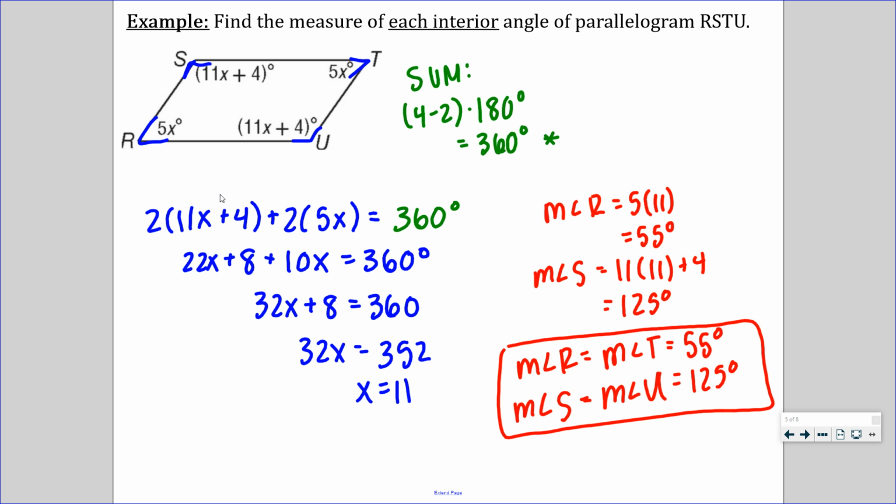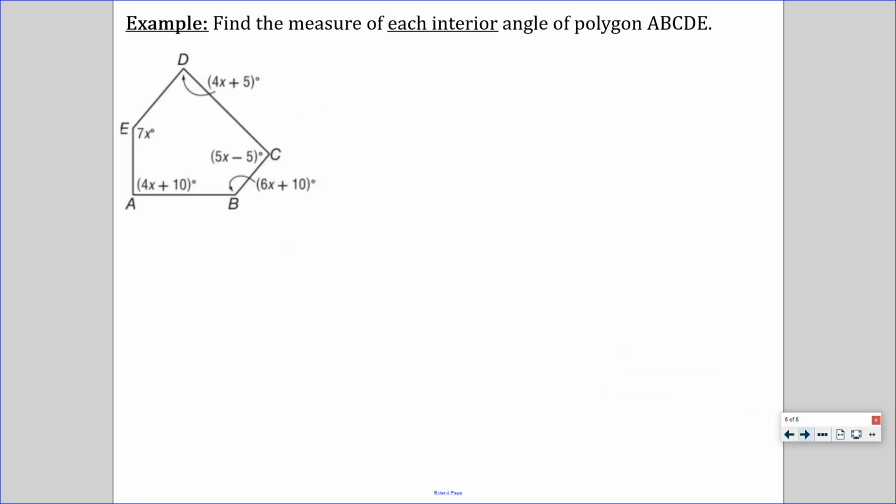We're going to try one more like that. And this one's different also. It says find the measure, same directions though, of each interior angle of this polygon. What type of polygon is this? It is irregular. How many sides does it have? 5. So it's a pentagon.